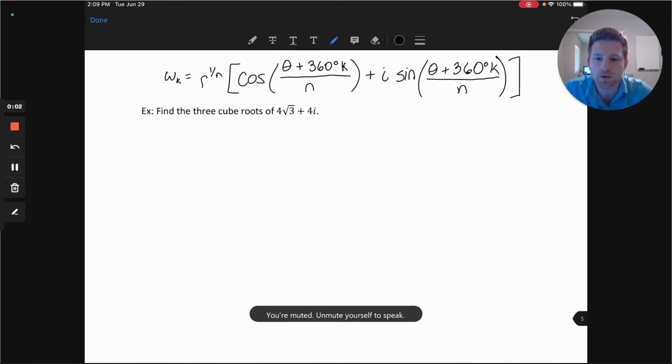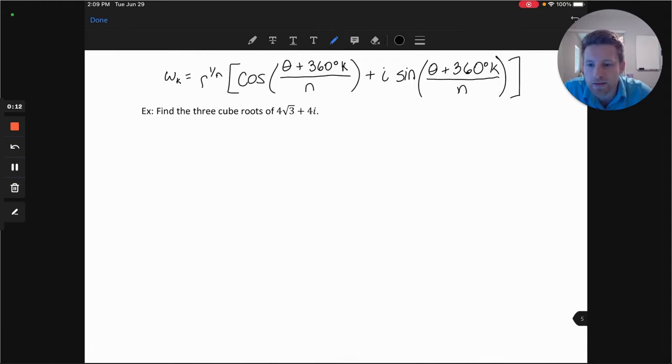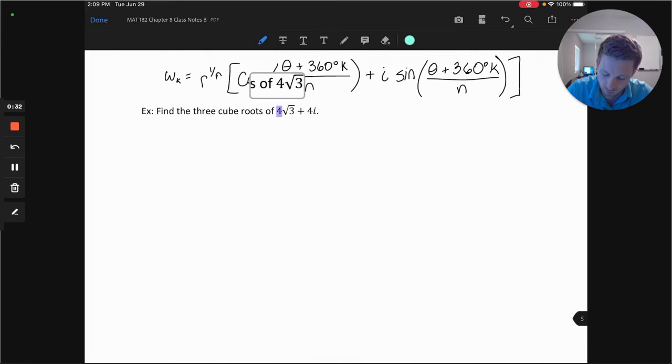Welcome. In this video, we will take a look at a problem coming from chapter 8.4. We're looking at some roots of complex numbers. In this example, we would like to find the 3 cube roots of 4 square roots of 3 plus 4i. So the first thing we want to do here is to just consider how to write this standard complex number in trigonometric form.